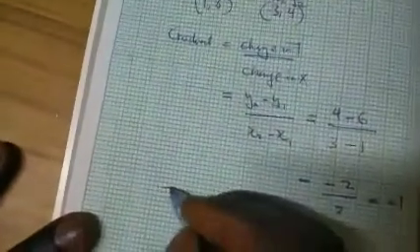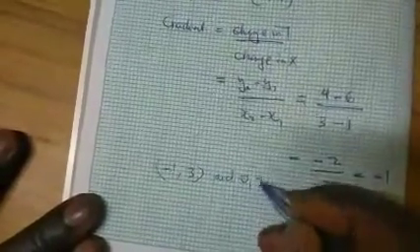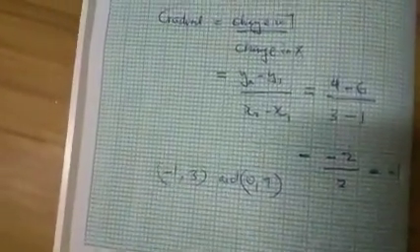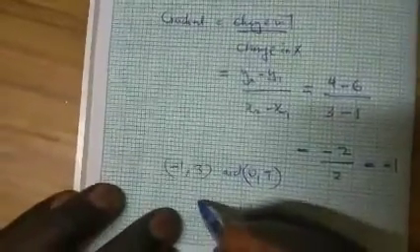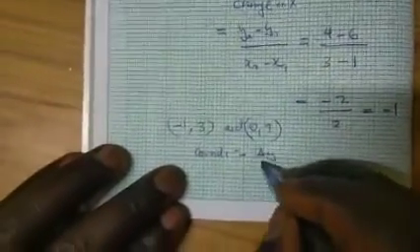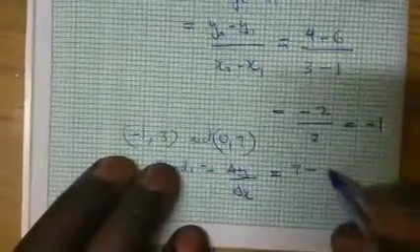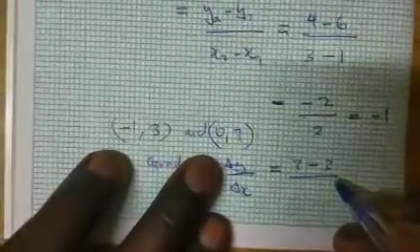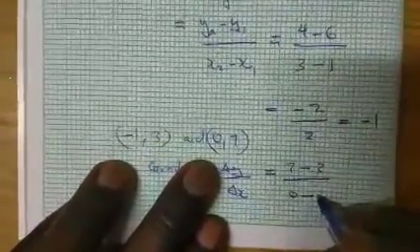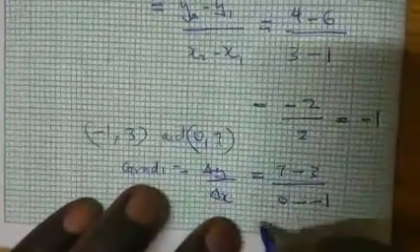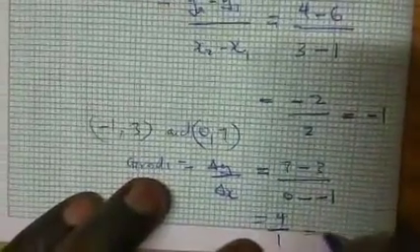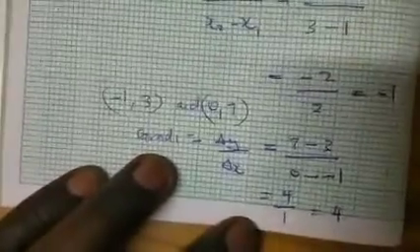So if a line passes through point (negative 1, 3) and point (0, 7), we can as well go ahead to find the gradient. So gradient is therefore change in y over change in x, and the change in y will be y2, which is 7, minus y1, which is 3, over x2, which is 0, minus x1, which is negative 1. And therefore that is 4 over 1, and therefore the gradient is 4.